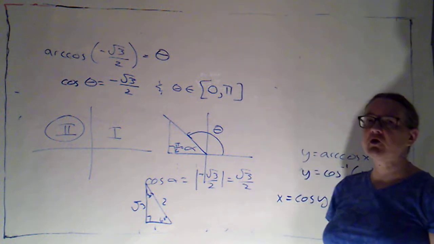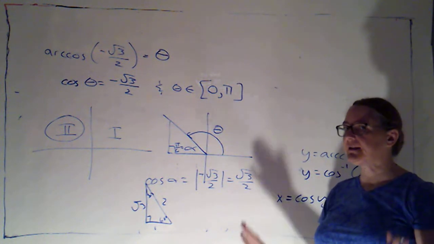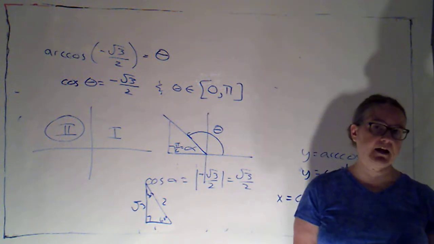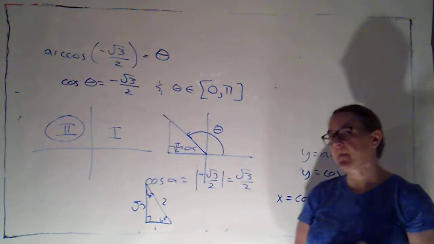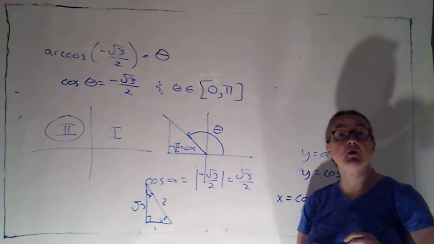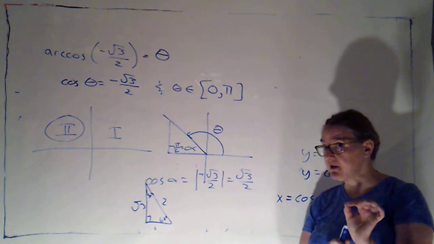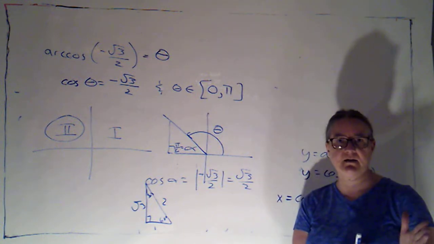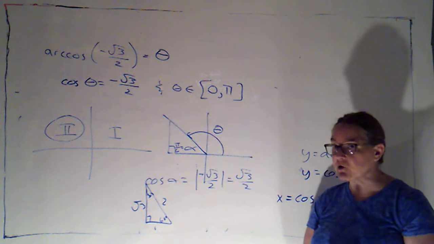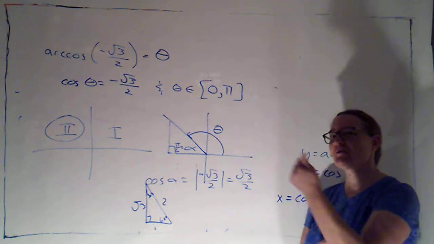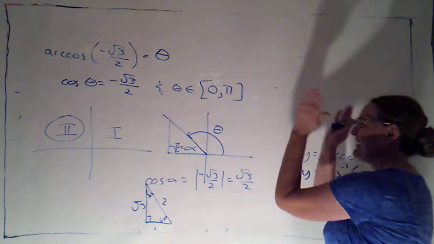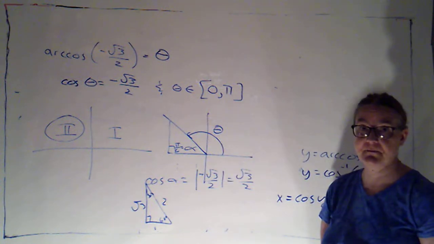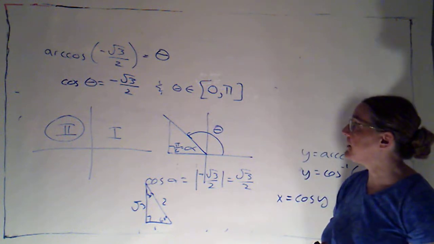Again, with inverse trig, unless you are explicitly told that you are working in degrees, we are working in radians. That's an important thing if you're ever using inverse trig on your calculator, because most calculators will do inverse trig in either radians or degrees. So just like when you're doing regular trig, you need to make sure that you're in radian mode if you're doing inverse trig, unless you were explicitly told that you're working in degrees. Okay, so make sure that you are in radians.